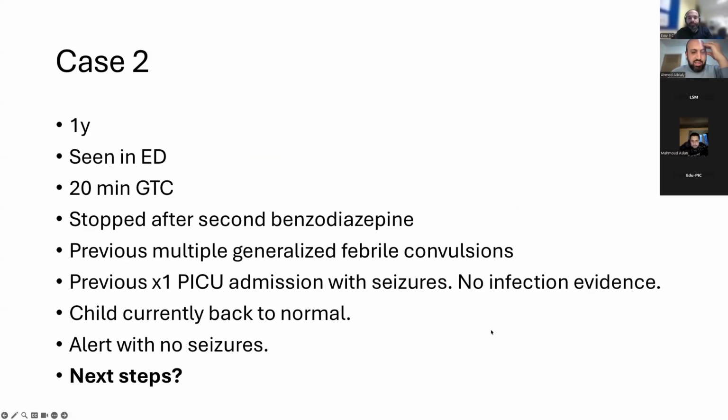Would you be concerned about this child? Let's ask it in that way. Would you think that this child is okay just to carry on with whatever they do in life, or do you think that you need to do a bit more investigation? Or do you think this is just a child who is unlucky to have frequent febrile convulsions in their life? If you have any comments, please leave them in the chat.